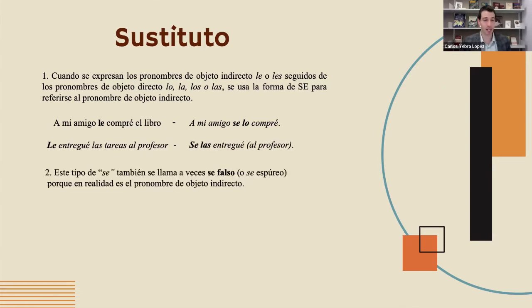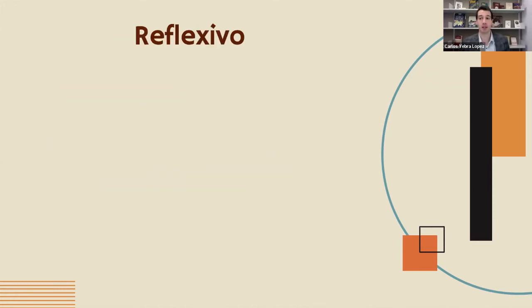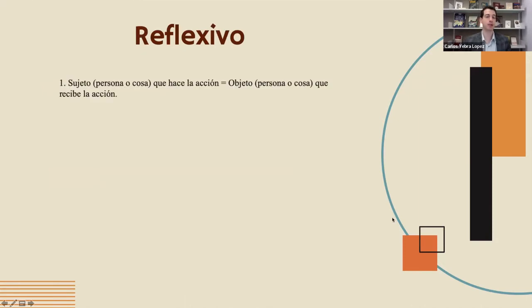Now, this type of se is also known sometimes as false se, se falso, or spurious se. Why? Because it's not really a se, it's just an indirect object pronoun of which we have changed some letters from le into se or from les into se. Now, the second type is the reflexive. We have a reflexive whenever the person or object that does the action coincides with the person or object that receives the action. And so we use the se in those cases where those actions are expressed in the third person, be it singular or plural.